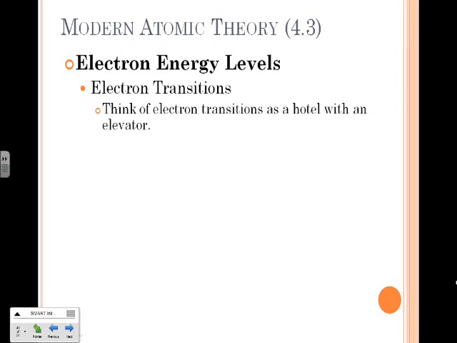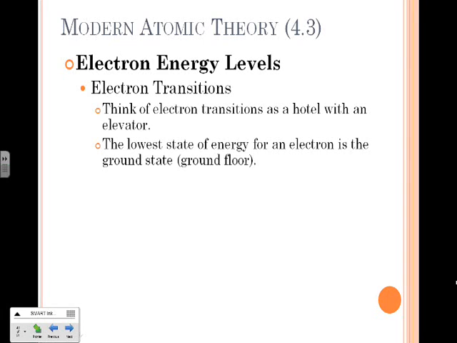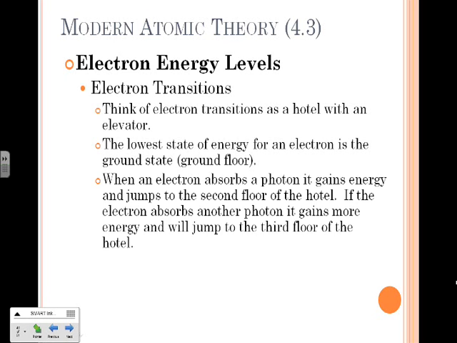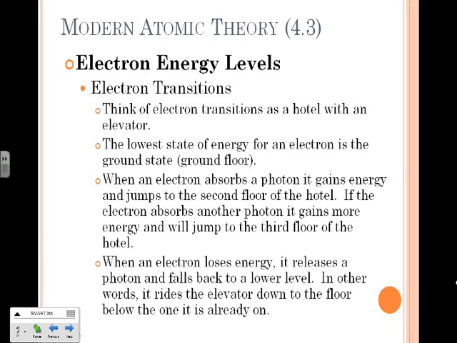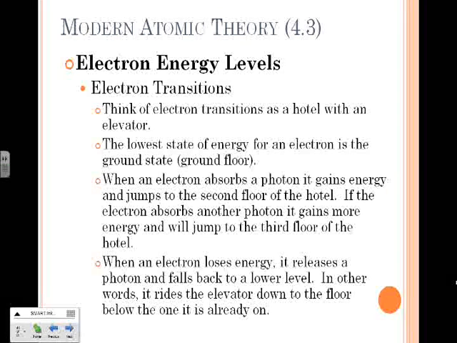Now, just think of electron transitions as a hotel with an elevator. The lowest state of energy for an electron is the ground state, or the ground floor of the hotel. When an electron absorbs a photon, it gains energy and it jumps to the second floor of the hotel. If the electron absorbs another photon, it gains more energy and jumps to the third floor of the hotel. However, when an electron loses energy, it releases a photon and falls back to a lower level. So, in other words, it rides the elevator down to the floor below the one it's already on. This is electron transitions. This concludes us discussing electrons.